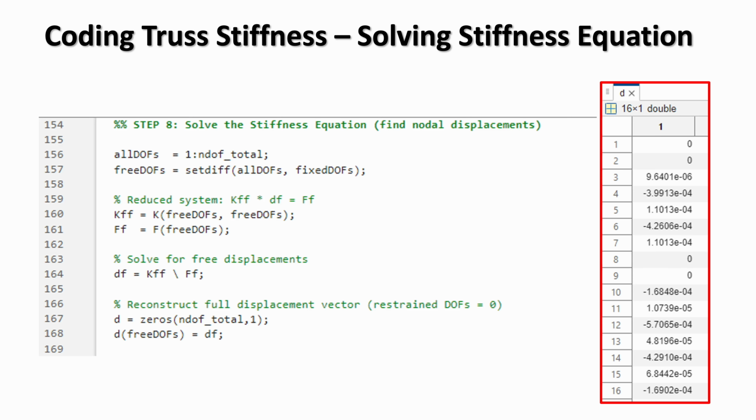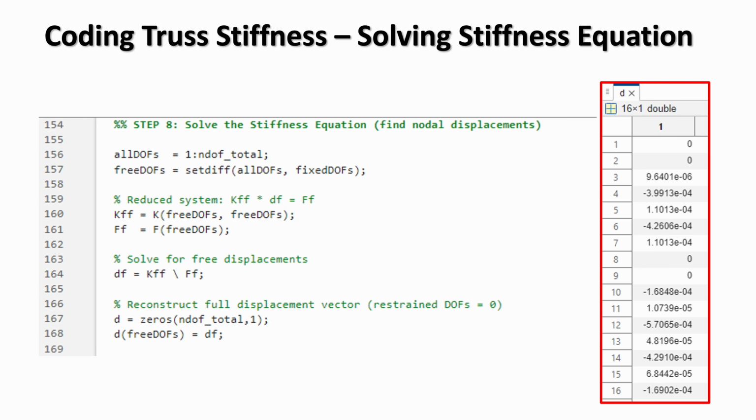Instead of solving the full system, we extract the submatrix corresponding only to the free degrees of freedom. This gives us the reduced stiffness matrix KFF and the corresponding load vector FF. The reduced system takes the form KFF times DF equals FF. We then solve this system to obtain the unknown displacements at the 3 degrees of freedom.